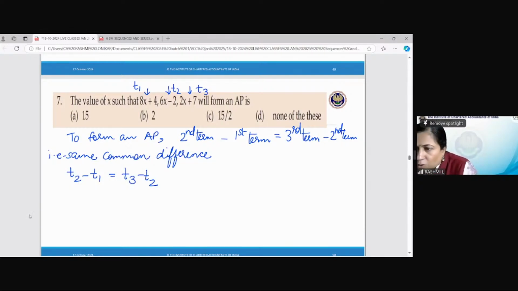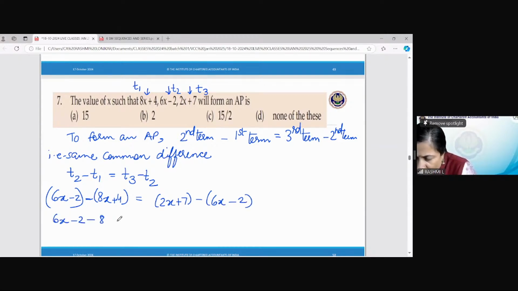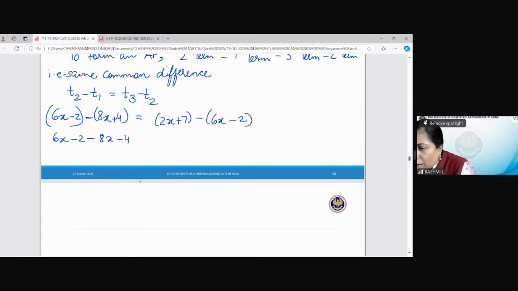ठीक है. So 6x minus 2 minus of 8x plus 4. ठीक है. Should be equal to T3 is 2x plus 7 minus 6x minus 2. Okay. This is how much? 6x minus 2 minus 8x minus 4. And this is equal to 2x plus 7 minus 6x plus 2. This gives me how much? Minus 2x minus 6 is equal to minus 4x plus 9.